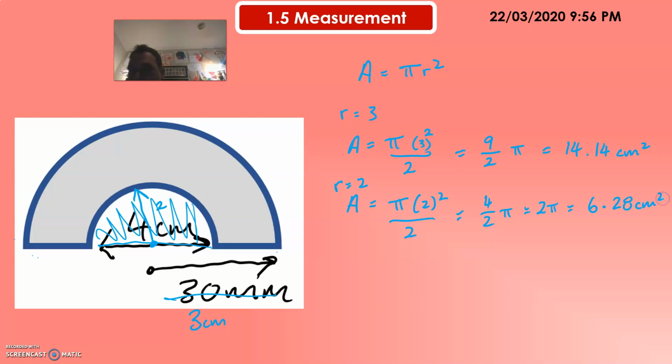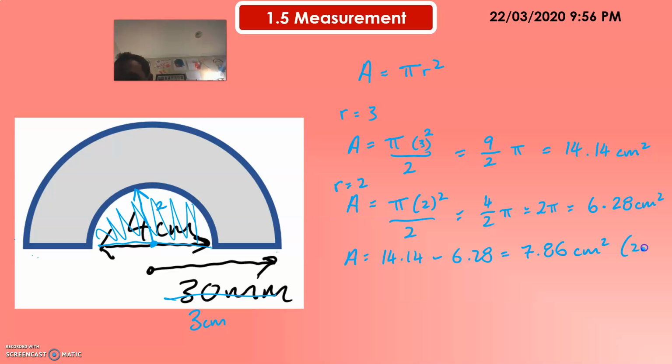centimeters squared. So then the overall area is equal to 14.14 take away 6.28, which is equal to 7.86 centimeters squared. Always a good idea to say that you rounded it to 2 decimal places.